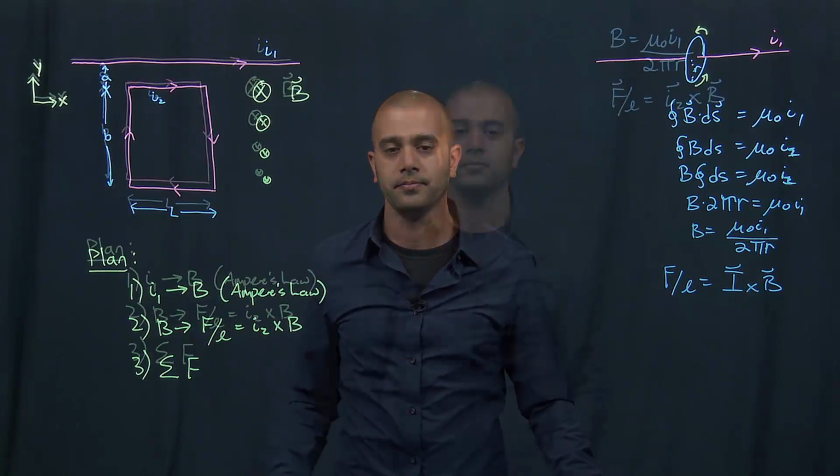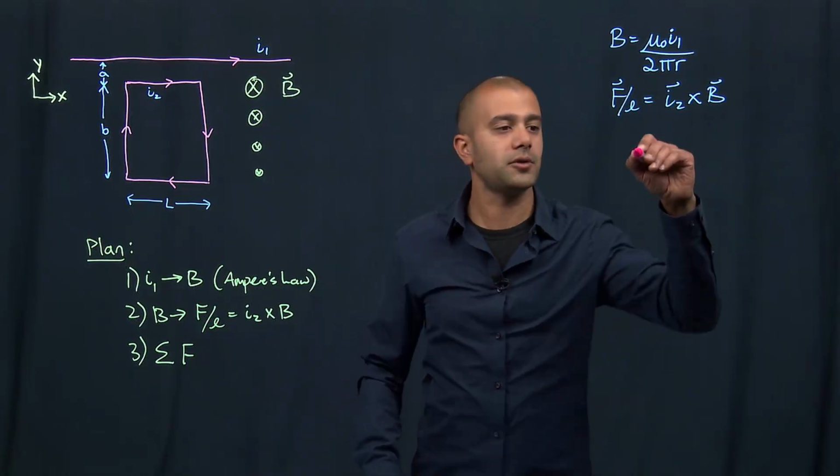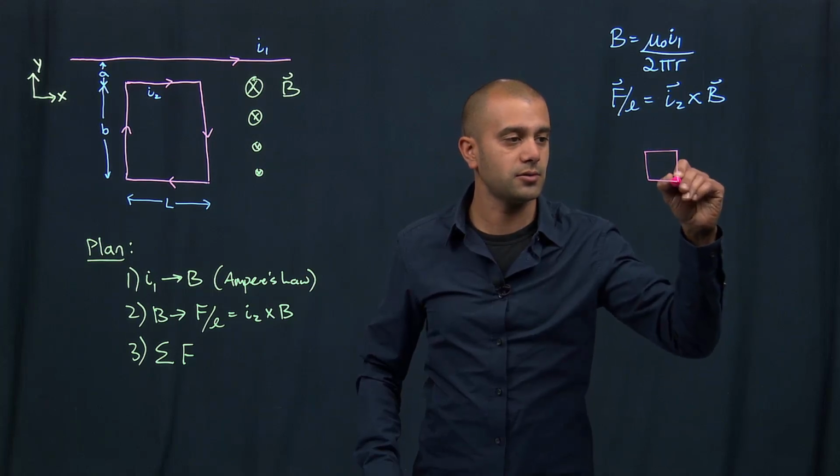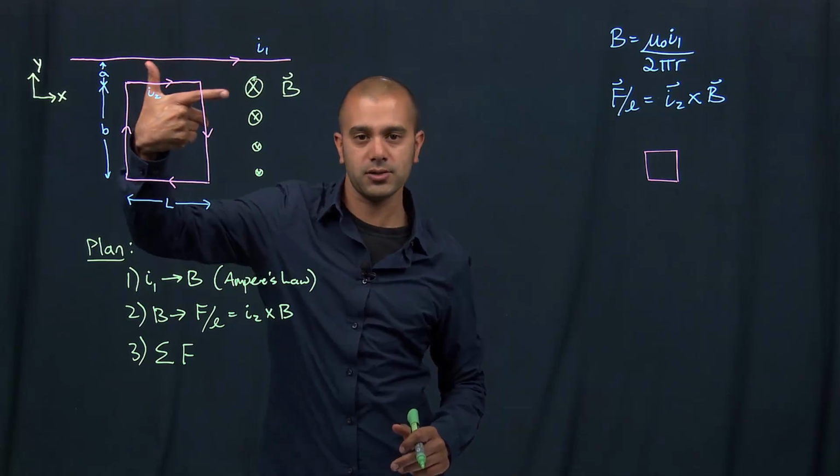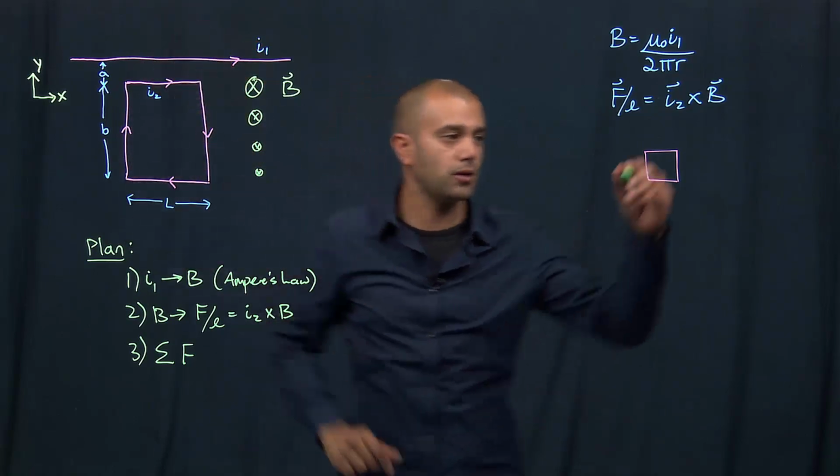So looking at the forces one by one, we'll start with the top segment. I'm just going to reproduce the picture over here so it's not cluttered. On the top segment, we have a current pointing to the right, and the field is pointing into the board, which gives us a force that points upward.